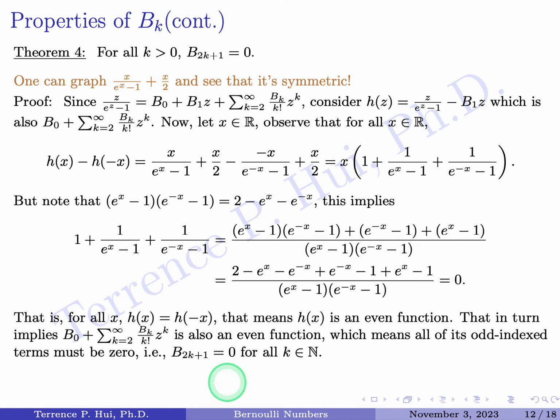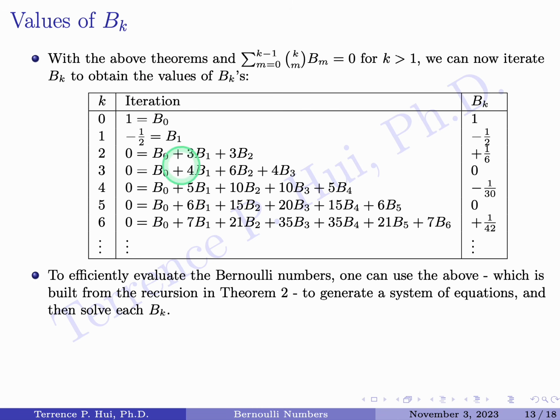All odd indices are 0, and that proves b sub 2k plus 1 is 0 for all k in the natural numbers. So meaning starting from 3, right? Starting from 3, b sub 3, b sub 5, b sub 7, and so on. All the odd indices starting from 3 must be 0. Okay, we have now proved that, right? That's the important property.